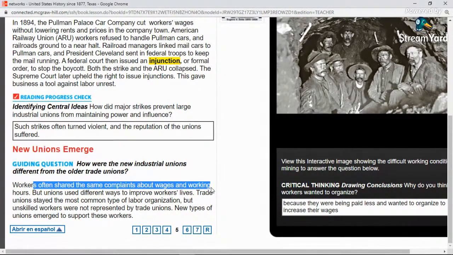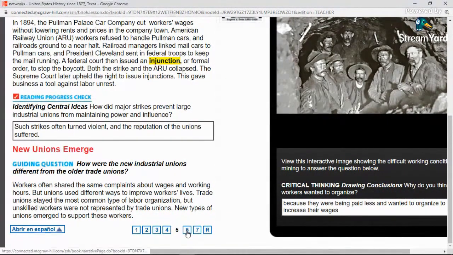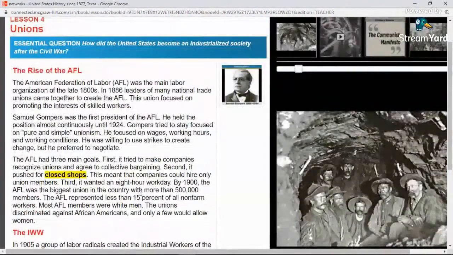Workers often share the same complaints about wages and working hours, but unions use different ways to improve workers' lives. Trade unions stayed the most common type of labor organization, but unskilled workers were not represented. So we needed new types of unions, and that's where we get the AFL. The American Federation of Labor was the main labor union.